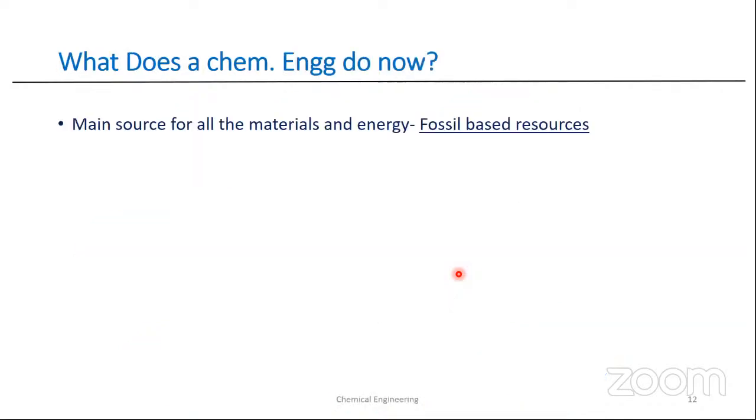Yeah, so maybe a question like, what does a chemical engineer do now? Because I was talking about 1900 or 1800. So first of all, you see the main source for all materials and energy nowadays, even now, is fossil-based resources. We get it from oil and gas or coal and so on.